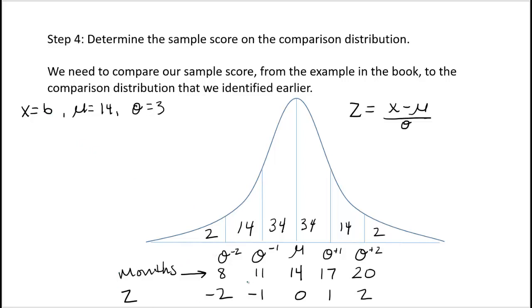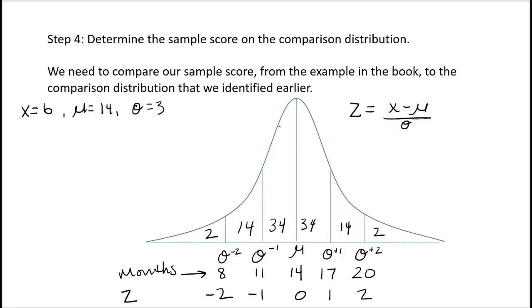So our comparison distribution has walking age in months, 8, 11, 14, 17, and 20, and also the z-scores for each of those walking ages. Remember, the z-score of 0 is equal to the mean. A z-score of 1 is 1 standard deviation above the mean. -1, 1 standard deviation below the mean, and so on. We're going to use this formula, which is the z-score for our sample is equal to the score that our baby walked at minus the mean of the scores of the babies who took the regular vitamin divided by the standard deviation of the scores that the babies who took the regular vitamin walked at.